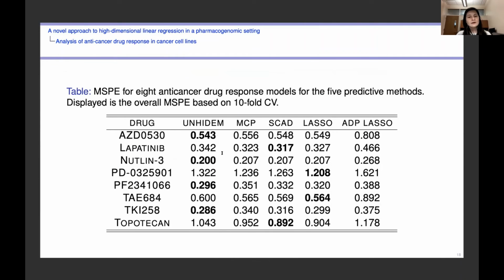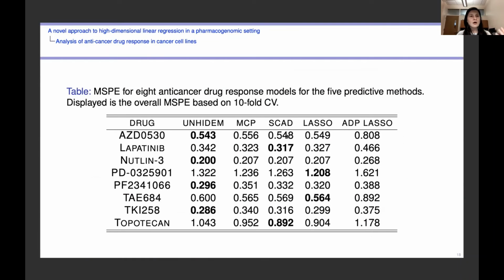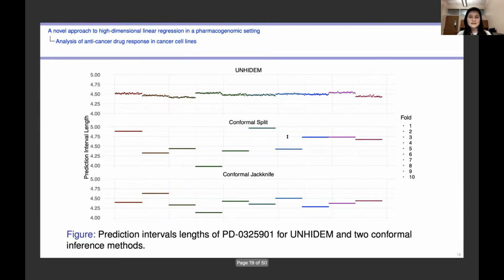And so very quickly here, when we look at prediction error, for 4 out of the 8 models on HiThumb performed really well, dominating about half of the models, with SCAD and lasso in second position. So this is saying we've got on par predictions with current methods.